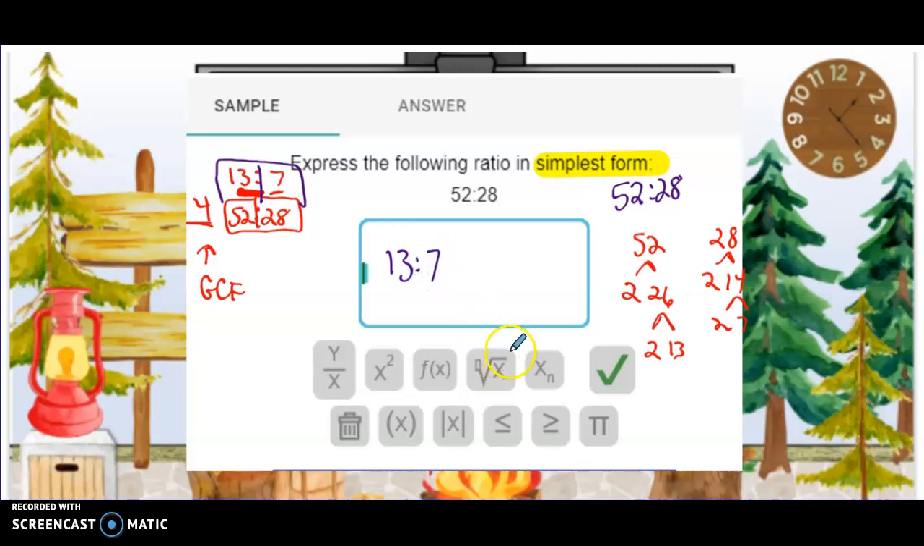And in our previous lessons, that 13 to 7, if we look at it, the greatest common factor for 13 to 7 is 1.